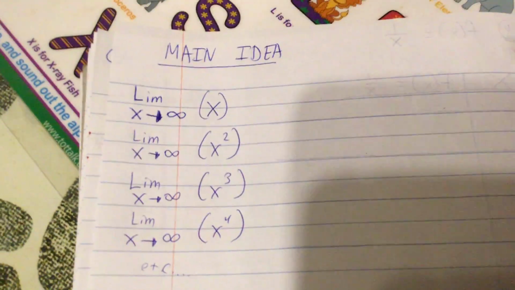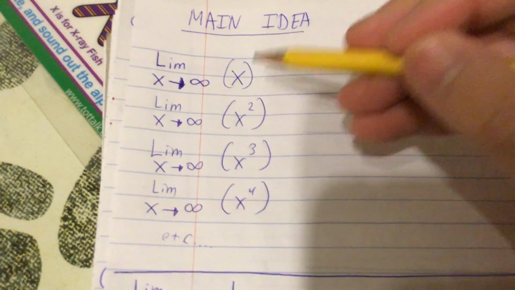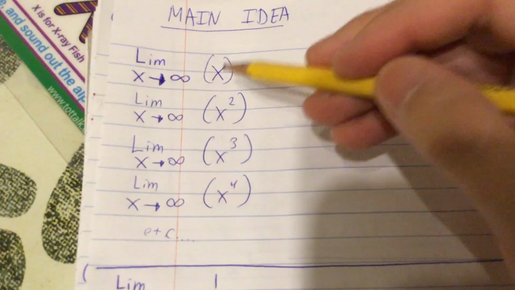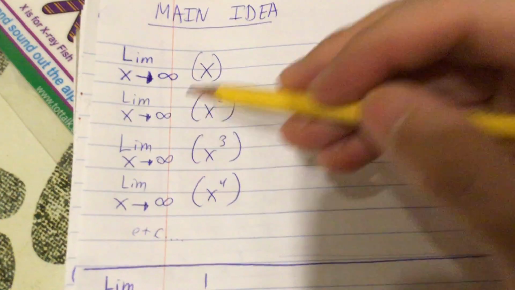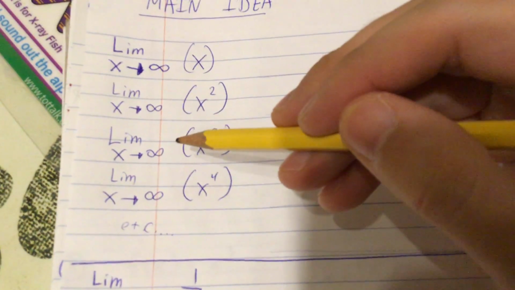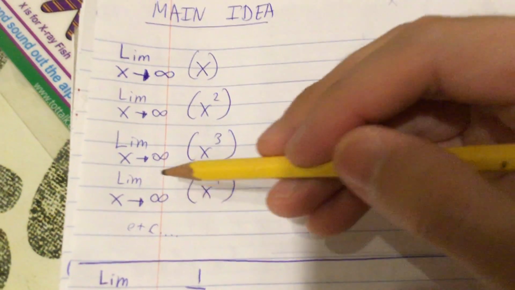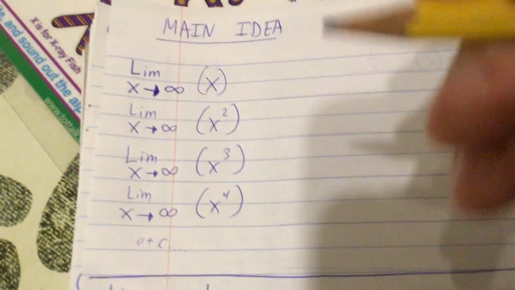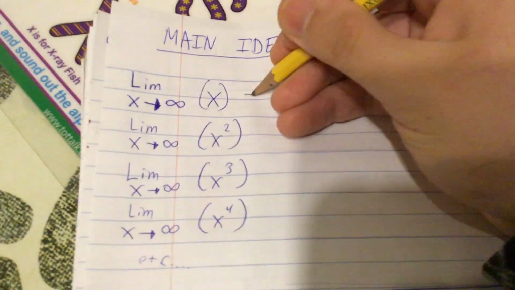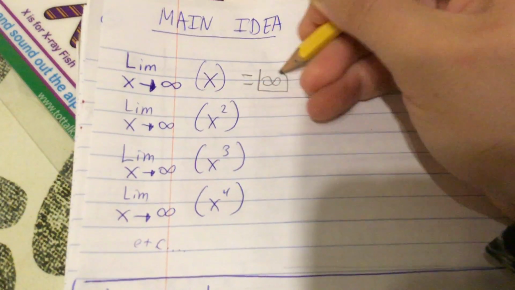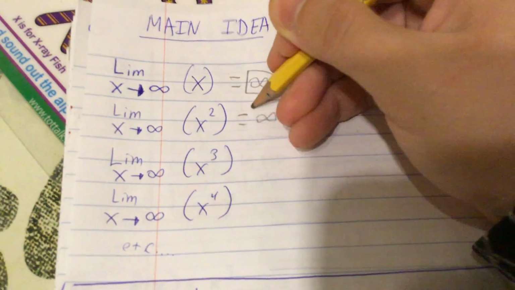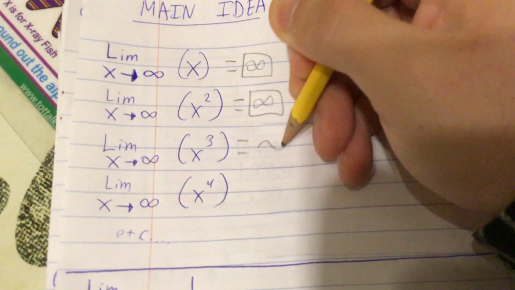So just to get a main idea down before I get into the next problem: the limit as x approaches infinity for x, the limit as x approaches infinity for x squared, for x cubed, for x to the fourth, and so on and so forth, they're all going to equal infinity. And I'm focusing on positive infinity for now.